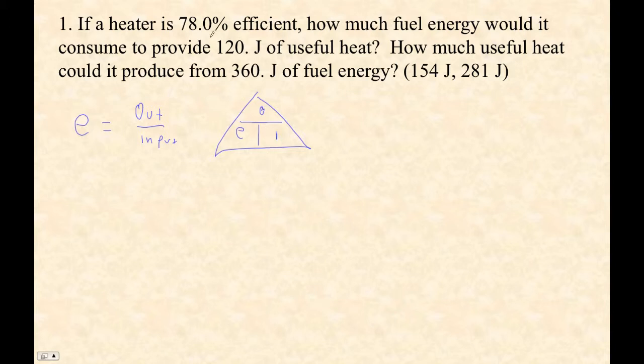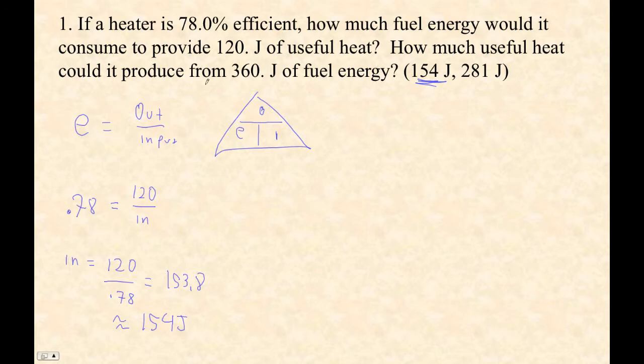All right, so let's see, 78% efficient. So we've got 0.78. Don't use 78, please. Okay, how much heat would it consume to provide, so that must be our 120, over input. Now the math gets hard, right? But if you look at this, input is just output divided by E. So it's 120 divided by 0.78. That's not so hard, right? That's 153.8, or roughly 154 joules. So that's our first answer.